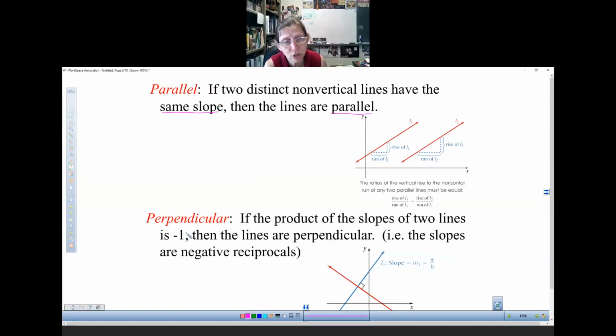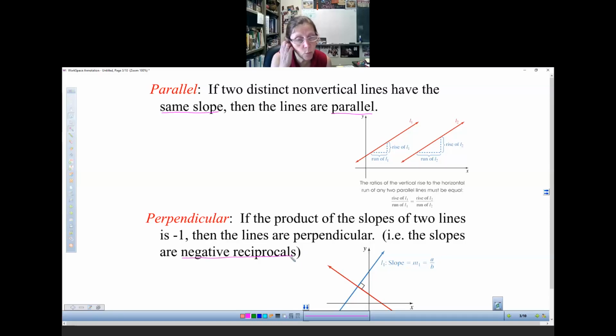So perpendicular lines, what you probably remember about perpendicular lines from your high school geometry class is that they form right angles. So that's typically the geometry definition of perpendicular lines. It's two lines which intersect and form right angles. Well, the algebra definition is two lines whose slopes have a product of -1. The other way that you probably learned it was that the slopes are negative reciprocals of each other.